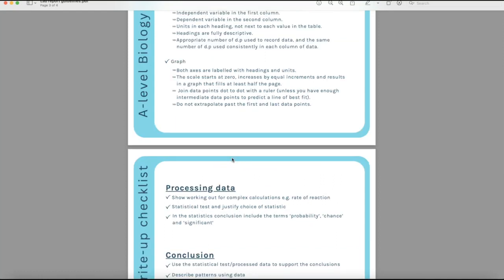You might be asked to present your data as a graph. So some considerations then for your graph. Make sure that both axes are labeled and they have the full heading and the units. And if you're plotting the mean of something, make sure you are saying the mean time taken for the blue-black color to disappear. So you do have to emphasize it's the mean.